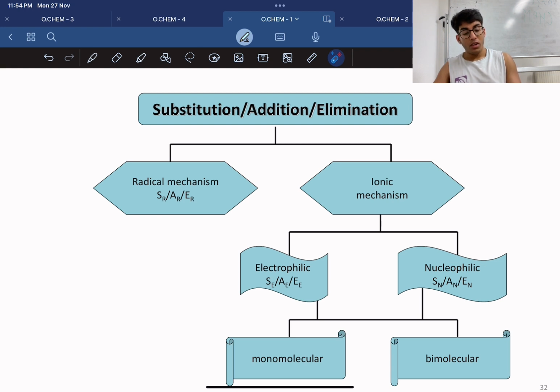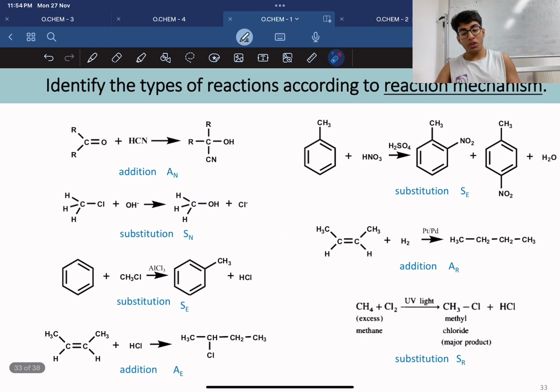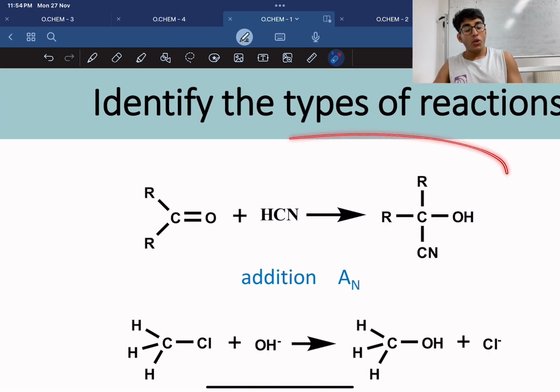Substitution of electrophile, addition of electrophile, elimination of electrophile, and then nucleophilic, the same thing: substitution, addition, elimination. Let's look at this. We know this is an addition reaction. How do we know that this is a nucleophilic addition reaction? Because we know that this is a nucleophile. How do we know that this is a nucleophile?